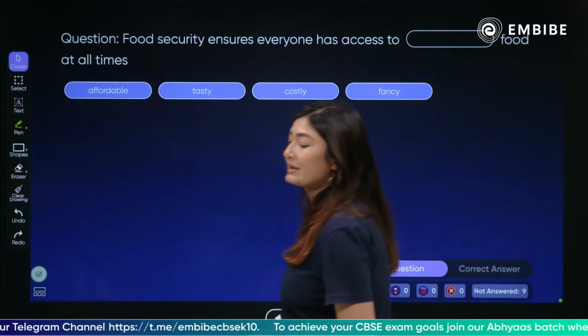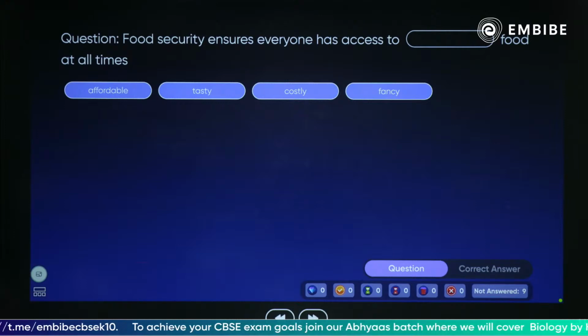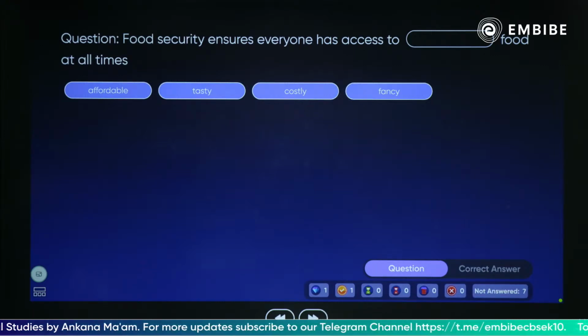So on that note, let's quickly answer this quiz question. Food security ensures everyone has access to dash food at all times. What does food security mean? What do you mean by food security? And guys, dimensions आपको ज़रूर याद रखना है. What are the various dimensions? It's very, very important that it should be accessible, affordable and available.